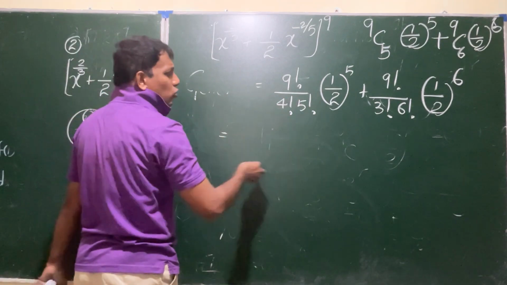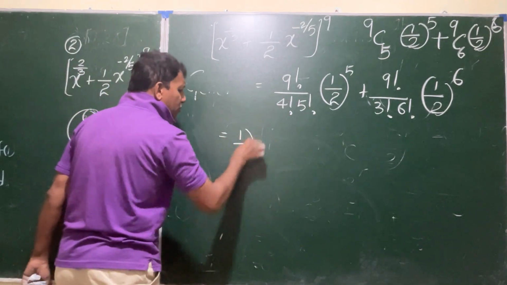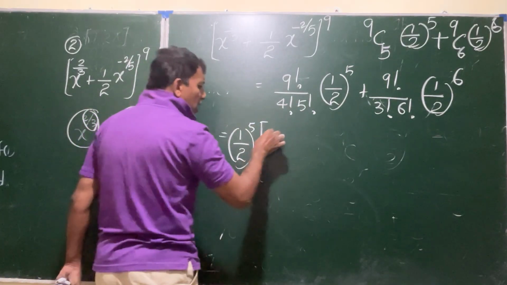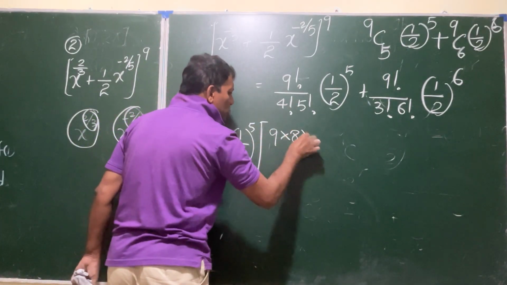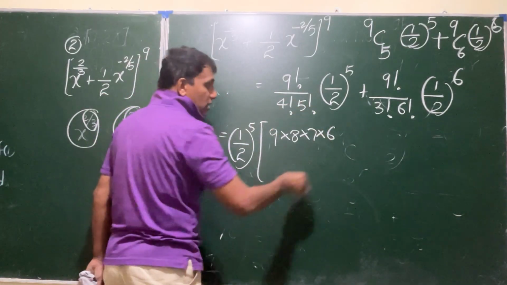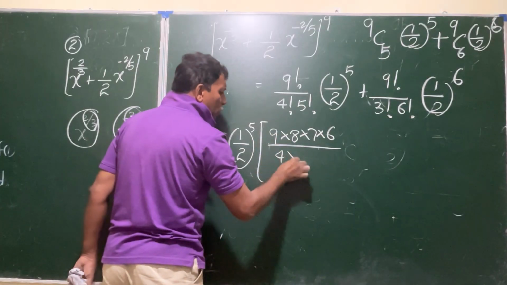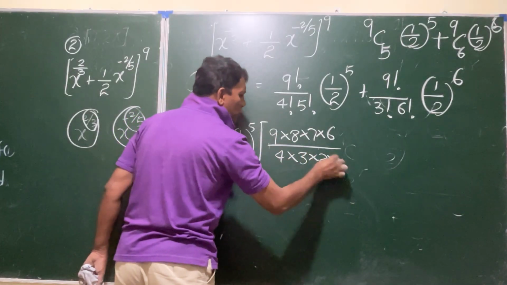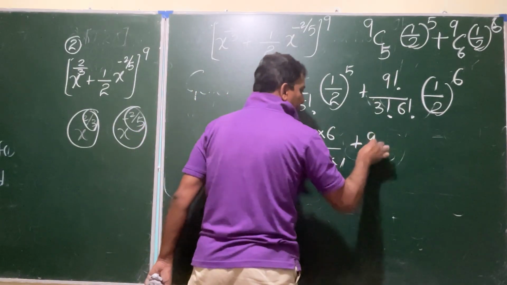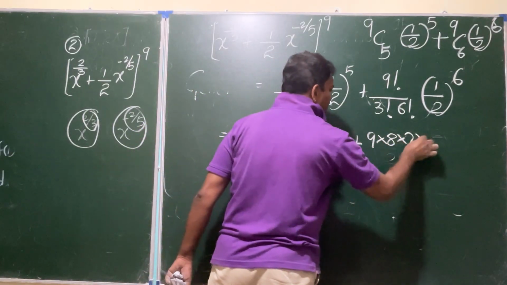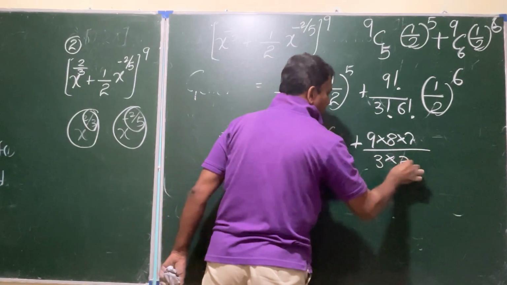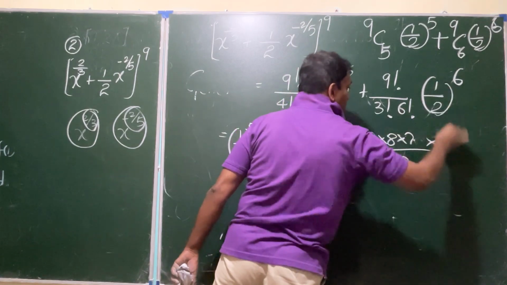Can I take the common part half to the power 5 out? What is factorial 9? 9 into 8 into 7 into 6 into 5. 5 cancels. Below, what is factorial 4? 4 into 3 into 2 into 1. Okay, I took this out. And similarly here, what is 9? 9 into 8 into 7, 6 cancels, right? Below 3 into 2, okay. And there's a half here.